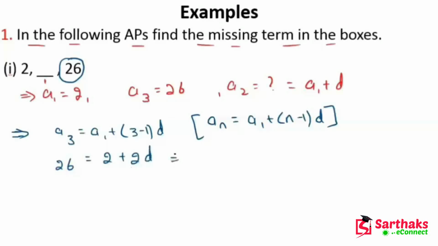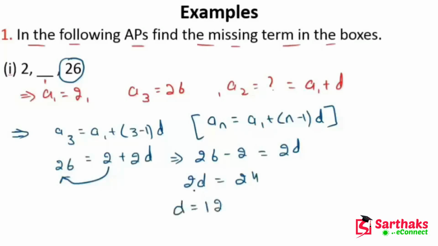Now this 2 will shift over and become negative: 26 minus 2 equals 2D. Now 2D equals 24. Now the value of D is what? If we divide 24 by 2, we get 12. So we get D equals 12.